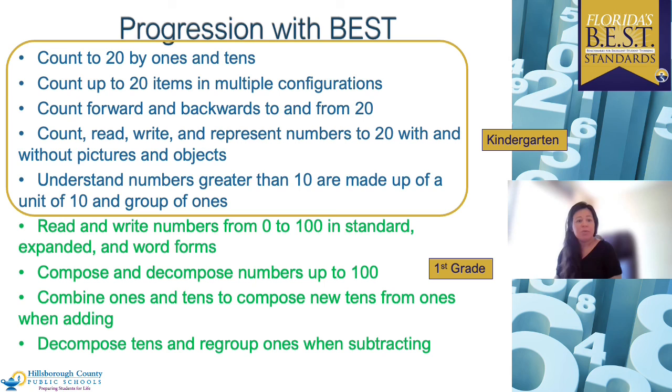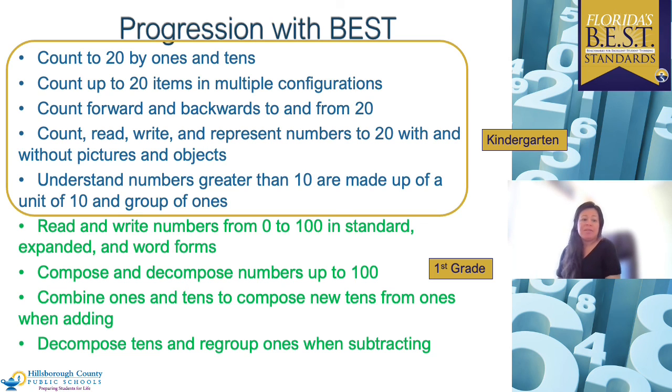Here you can see we are going to talk about the progression with the standards and why what we do is important in kindergarten and then how it affects first grade, the next grade level. This is a big chunk of time for us. We are doing a lot in this unit. We're counting to 20. We're representing 20 in different ways. We're reading and writing 20 with pictures and objects.